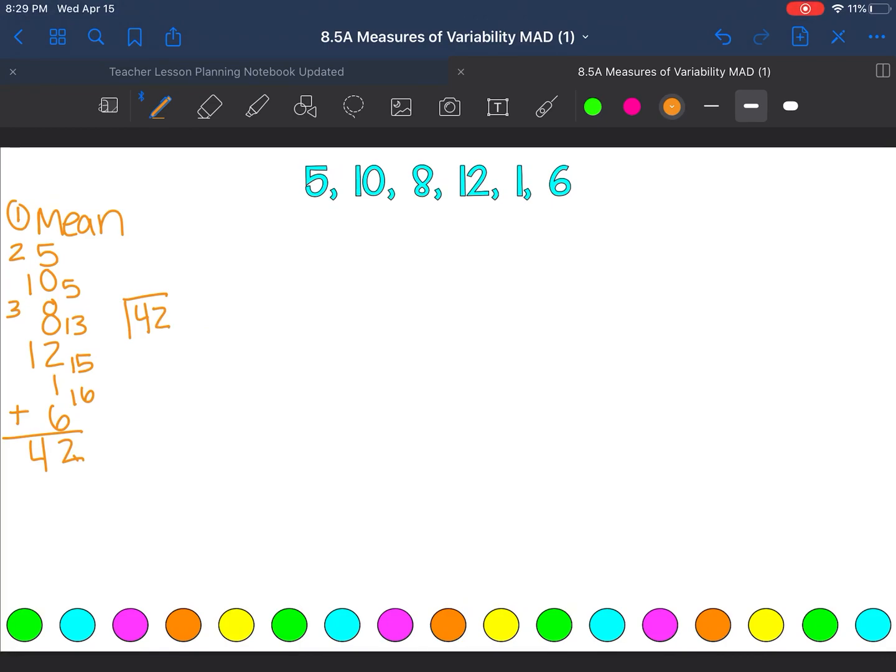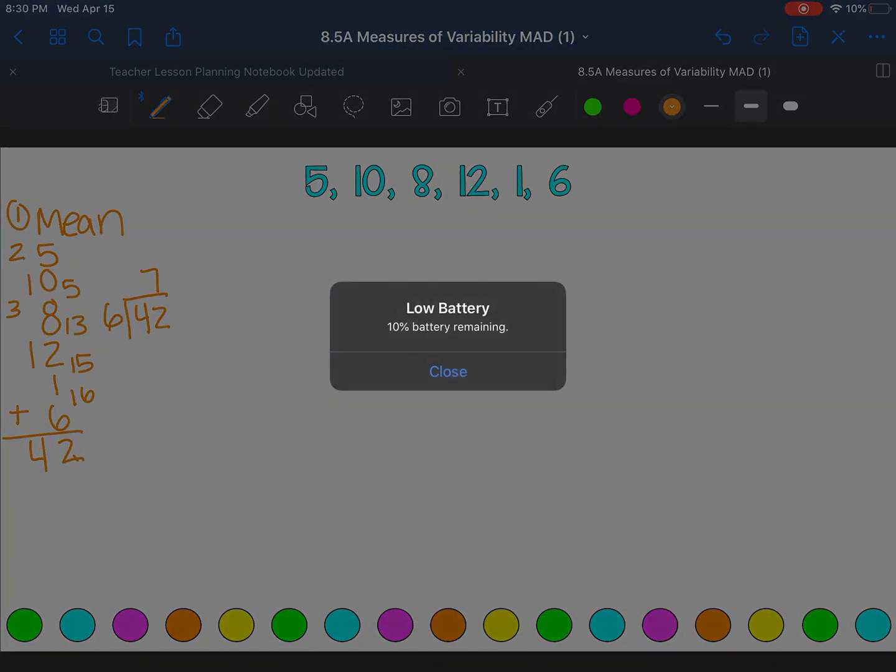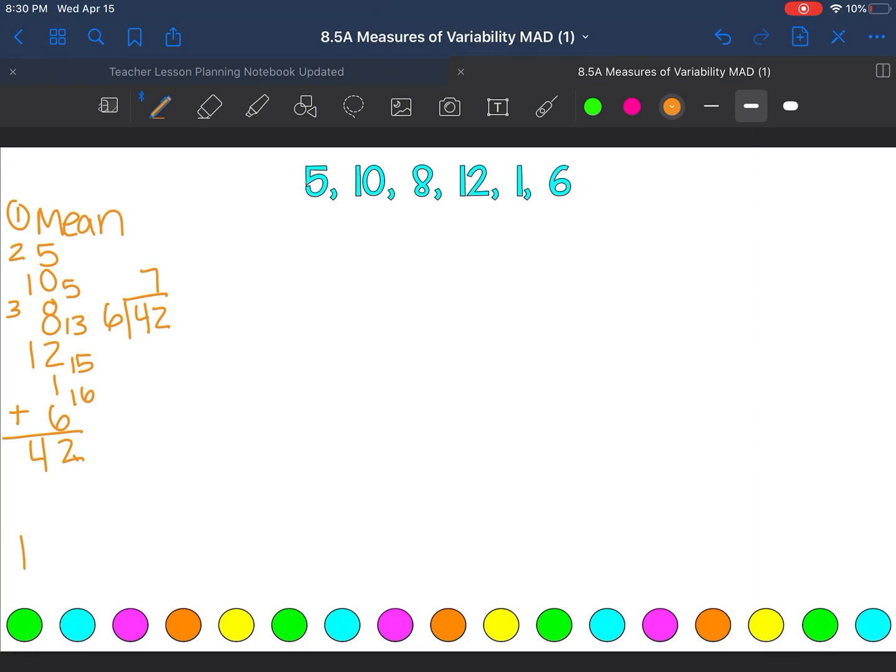So now I'm going to take that 42 and I'm going to divide it by how many numbers I added together. So I added 1, 2, 3, 4, 5, 6. How many times does 6 go into 42? 7. Oops, battery running low. So my mean equals 7.